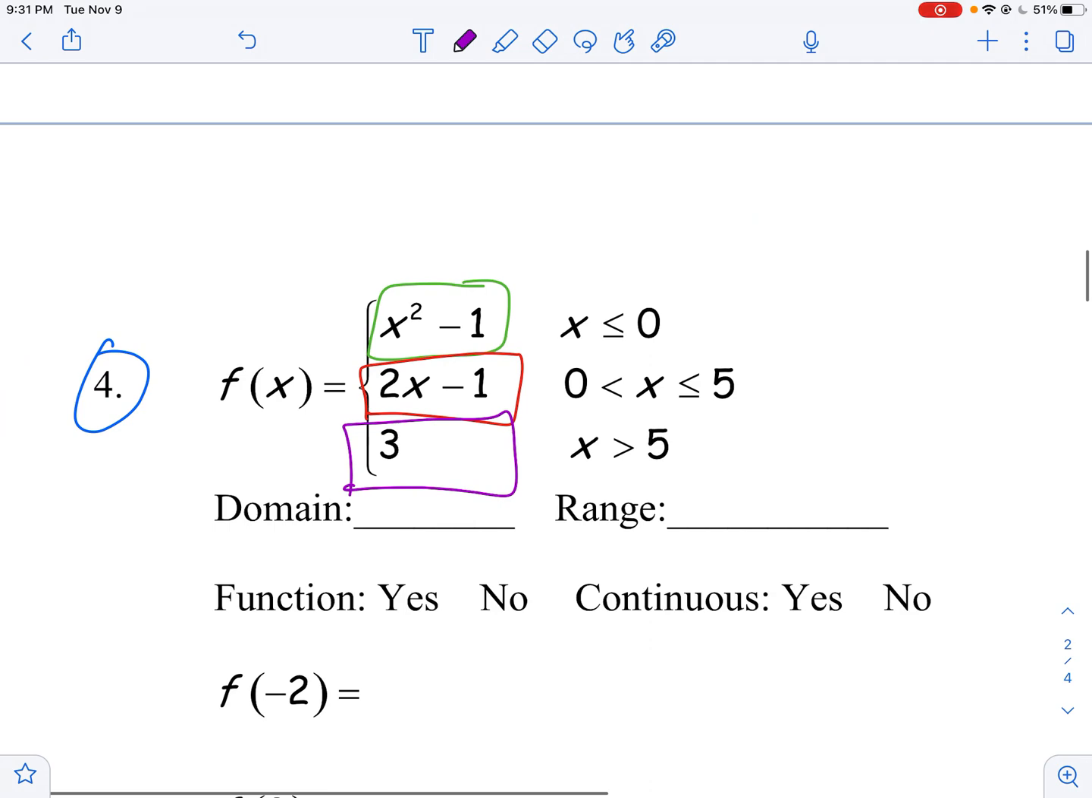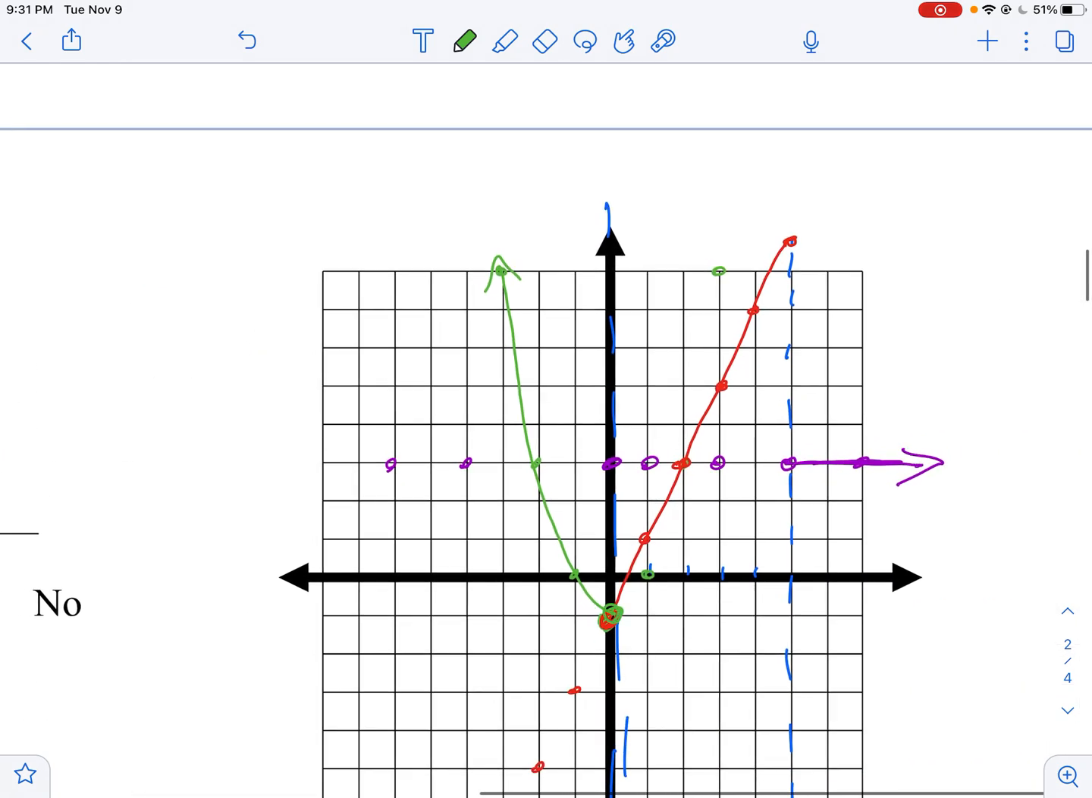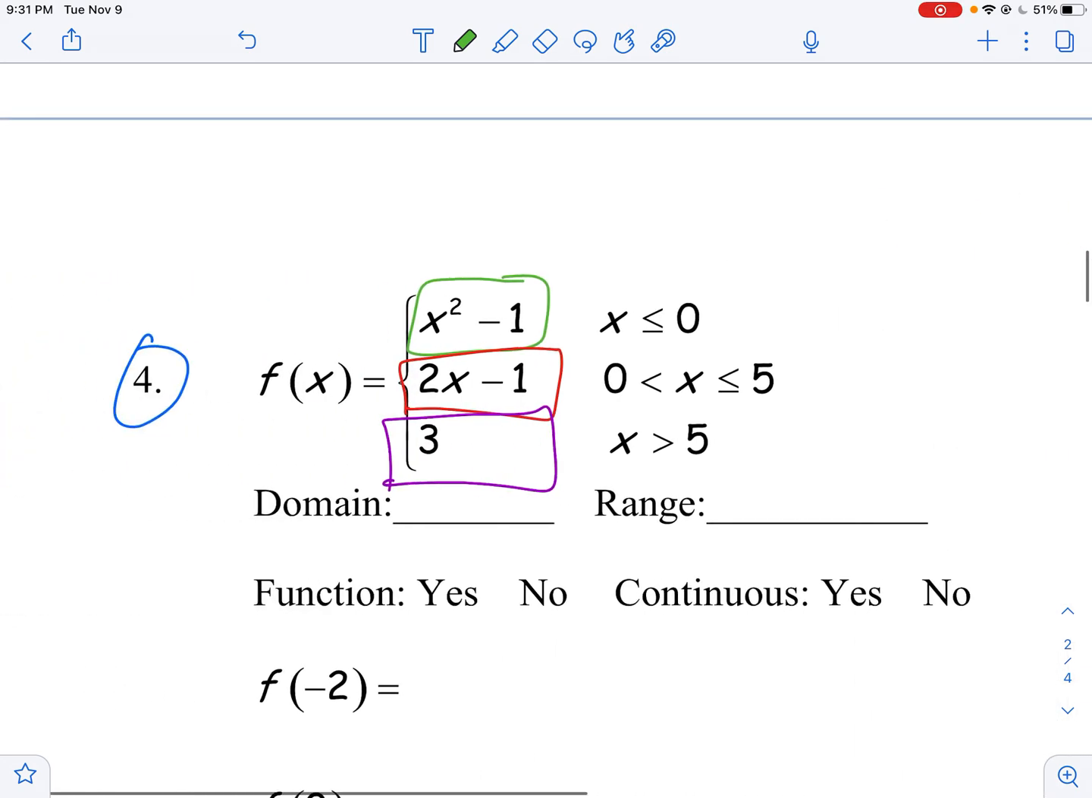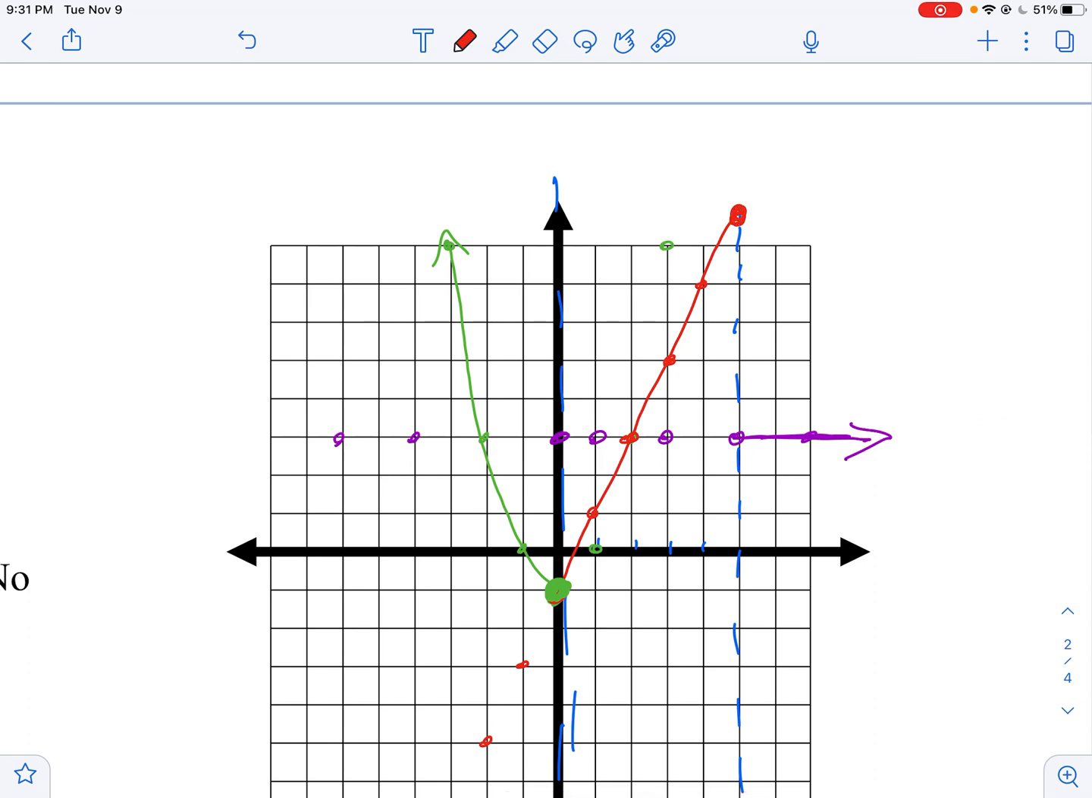Now I just need to double check my endpoints and figure out where the filled in circles are and open circles. So since this one says "or equal to," on this border here, this should be a filled in green circle. The next one, it is open on the end, but on the other side, it's actually closed. So the red one's going to be closed up here, but it should be open here.